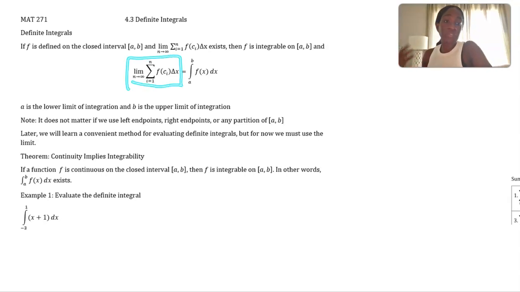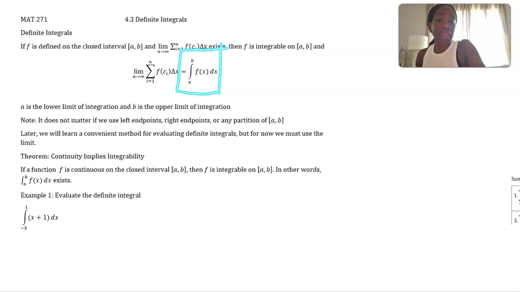And we are going to define the value of that area, if we had infinitely many rectangles, as the integral from a to b of whatever function we are integrating. We say that a is the lower limit of integration and that b is the upper limit of integration. And I just said of whatever function we are integrating, but perhaps a better way to phrase that would be of whatever function we are finding the area under.